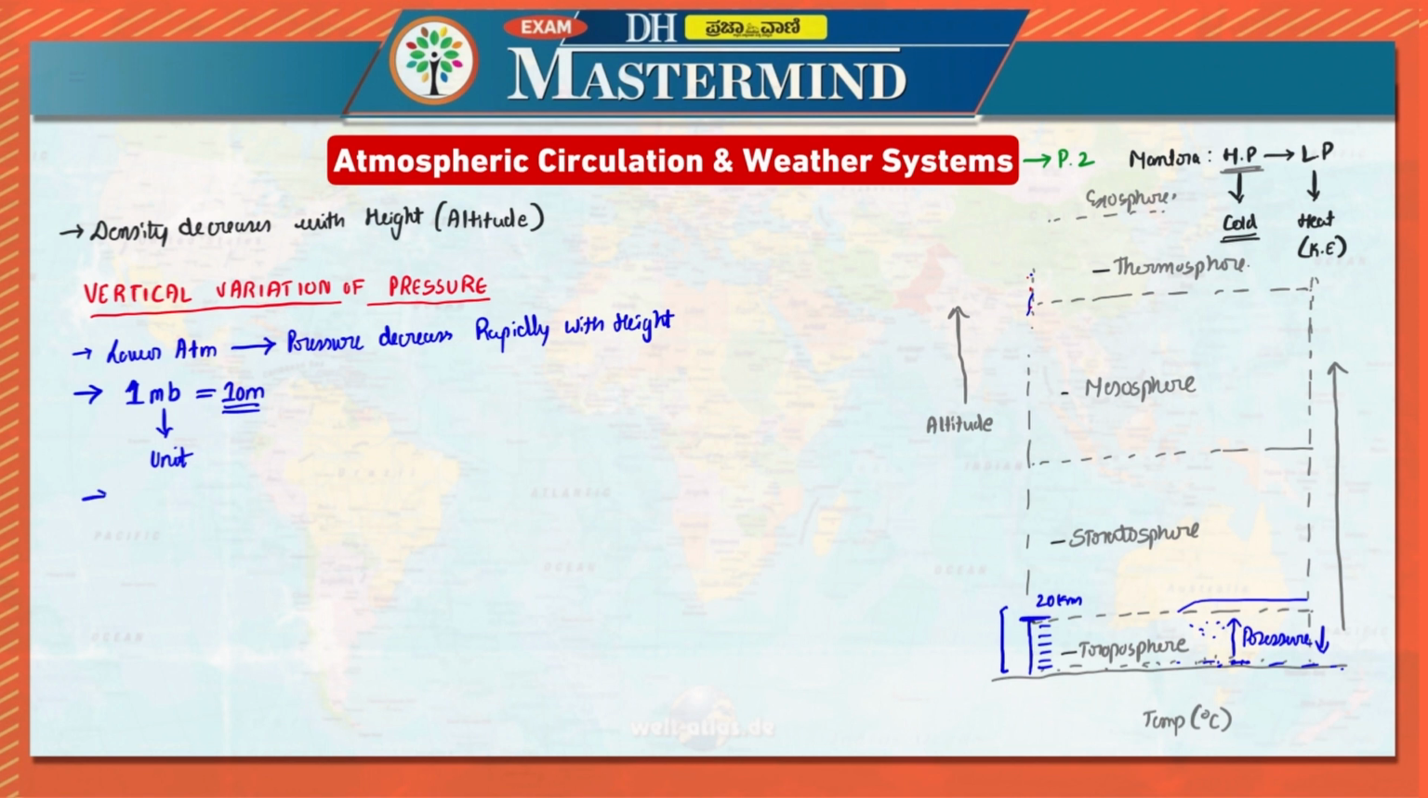But throughout it is not the same. It is not the same rate for decreasing. It is not decreasing at the same rate. It doesn't mean that as you go on top, for every 10 meters only 1 millibar will decrease. It differs depending upon the pressure and temperature at selected levels.